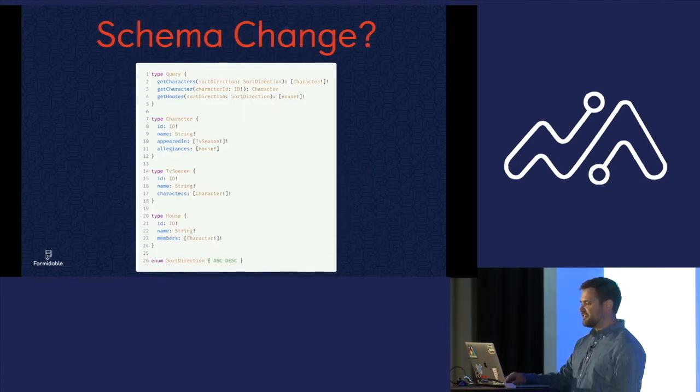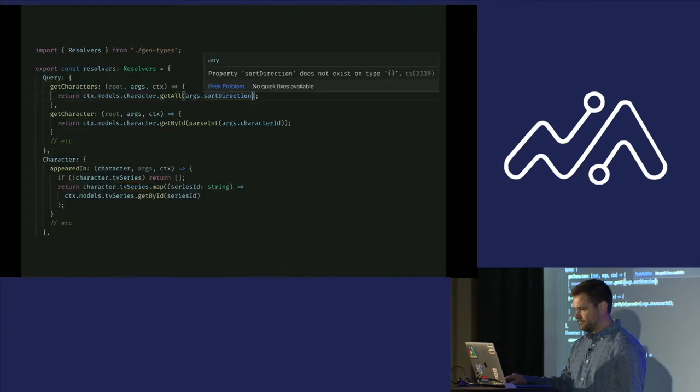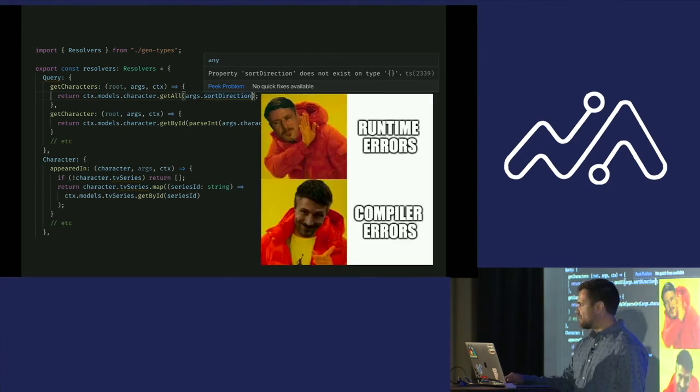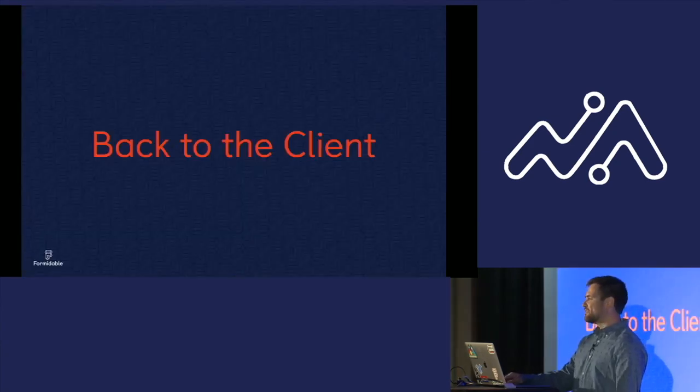Now let's make a change to the schema by removing the sort direction parameter here. To me, this is the coolest part. We immediately get a helpful TypeScript error showing us the places in our code that need to be updated for that schema change. The user won't ever see this error because we fixed it at compile time. And as I mentioned before, compiler errors are better than runtime errors. So let's go back to the front-end app now.